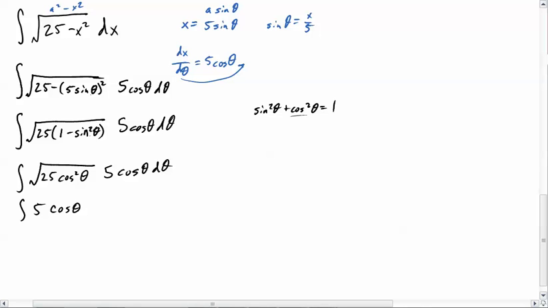Okay, so then we take the square root, and then we've got 5 cosine theta d theta, and we end up with the square root of 25 cosine squared theta d theta. Now, you remember how we take care of cosine squared of theta, don't you? Well, we take the cosine squared of theta, and the first thing we're going to do is turn it into the double angle formula thing.